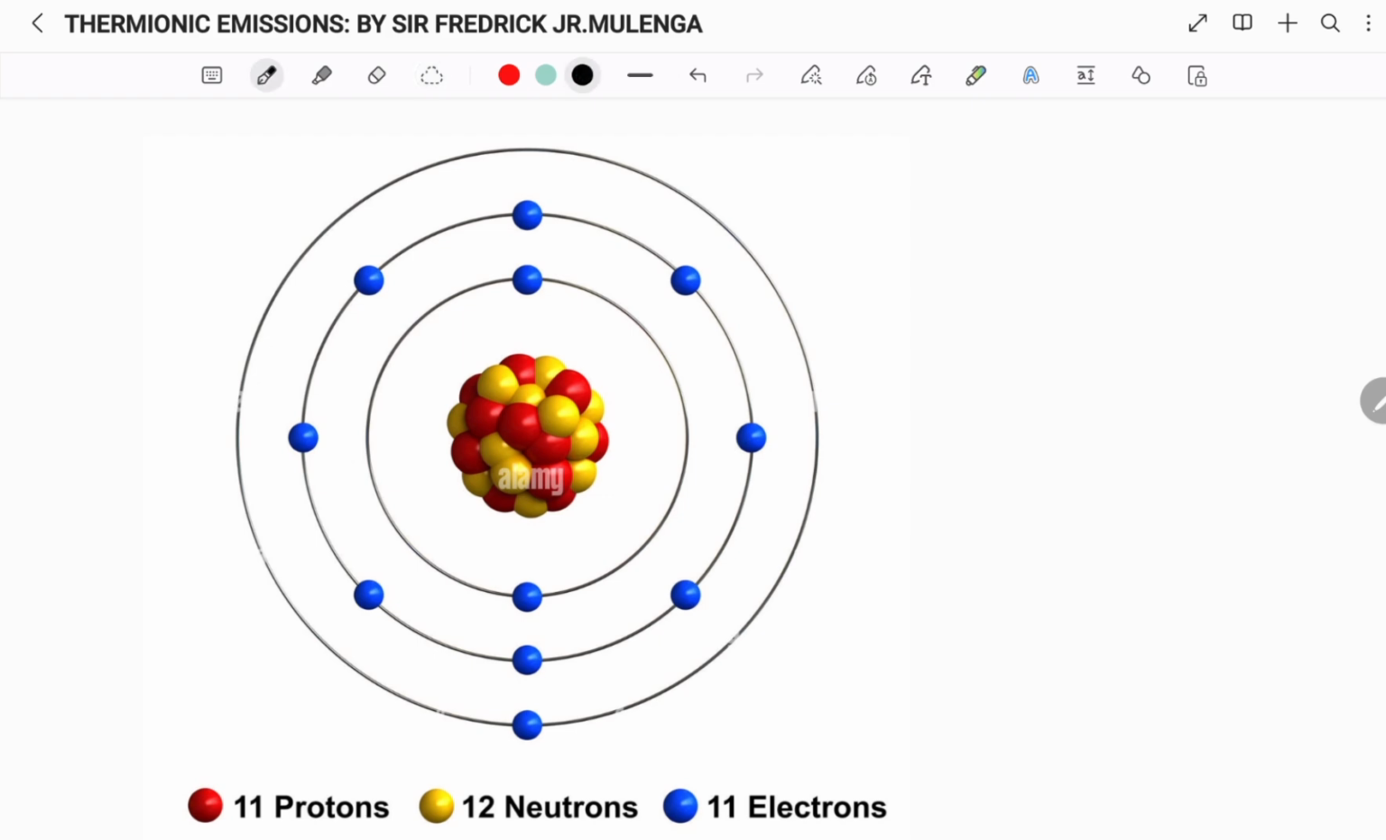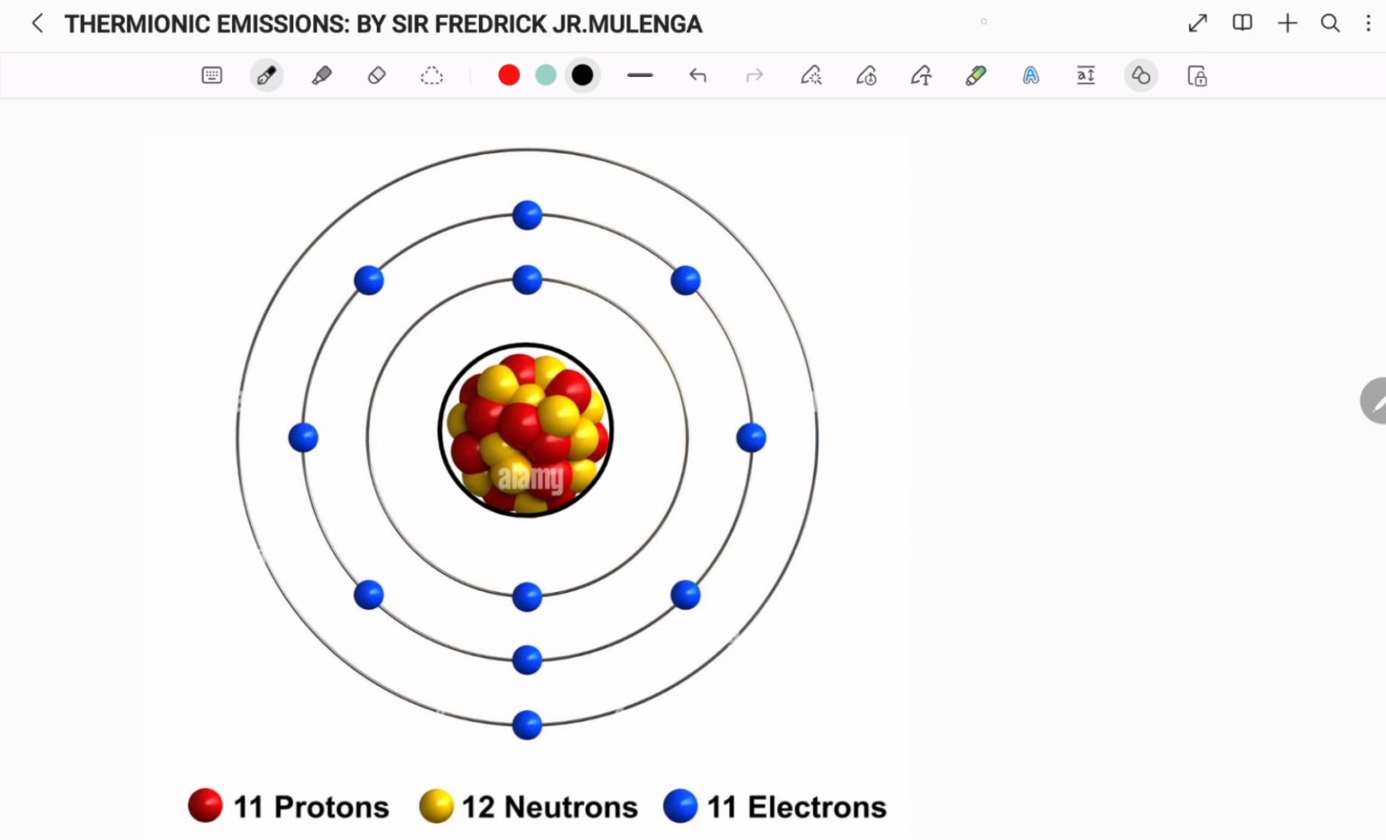So from chemistry, we did learn about the structure of an atom. And we learned that the structure of an atom contains protons, electrons, and neutrons. Here we are concentrating much on electrons. We know that protons are positively charged and they are found in the nucleus, while electrons are negatively charged and are found in shells. That's what we learned in chemistry.